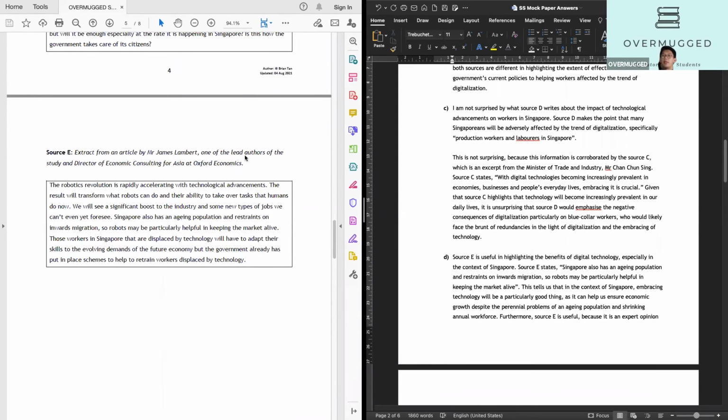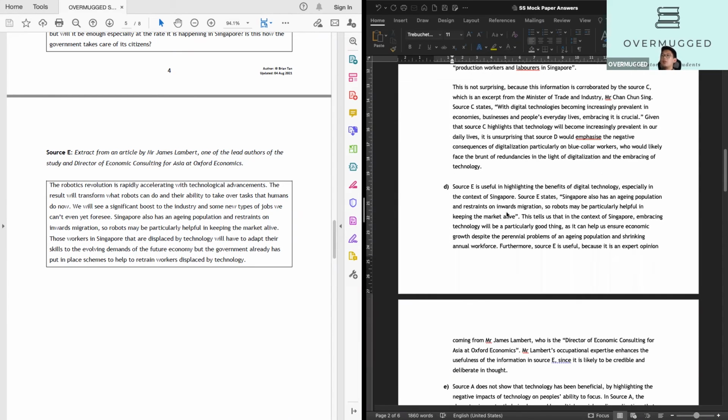So right off the bat, you can see that this is information coming from one of the lead authors of the study and director of economic consulting for Asia at Oxford Economics. So if you're looking at usefulness, you already know that it is going to be useful because he's a policy expert. He is someone who has spent a lot of time researching the impact of digitalization and technology, right? So source E is useful in highlighting the benefits of digital technology, especially in the context of Singapore. Source E states, Singapore has an aging population, so on and so forth.